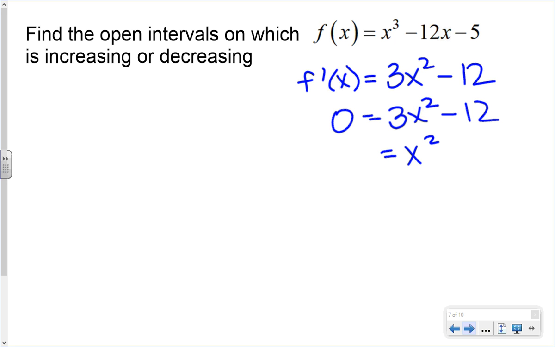If we solve for x squared, we would get x squared is? So we have two critical points, positive and negative 2.